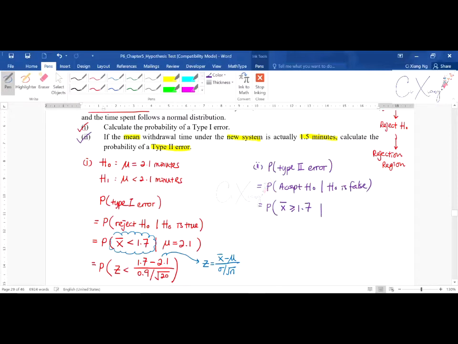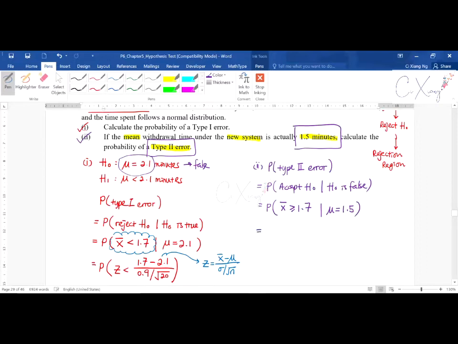Then they said the null hypothesis is false. So that means this is false: mu is not equal to 2.1. If mu is not equal to 2.1, what is the value that you can use to calculate your probability? You will see this always. In the question itself, when they want you to calculate the type 2 error, they will also give you a new value for mu. Because when mu is wrong, they will give you a correct value here, which is mu equals 1.5. So far, any problem or not? I hope that you can understand the idea here.